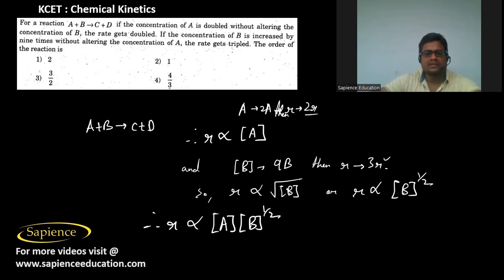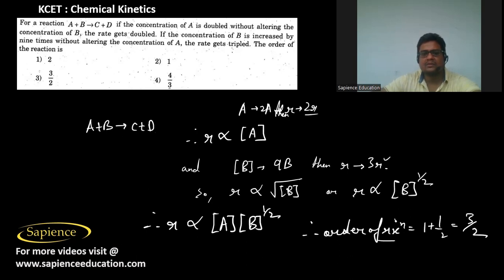So the order of the reaction is the order with respect to A plus the order with respect to B, that is 1 plus half, that is equal to 3 by 2. So the order of the reaction is 3 by 2. So option 3 is the correct answer.